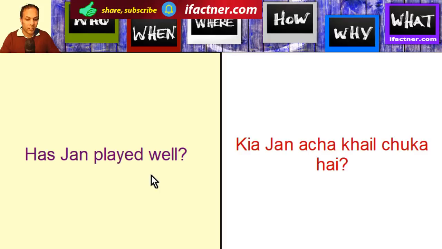Has John played well? क्या जॉन अच्छा खेला है और खेल चुका है? क्या with है means has, John is John, अच्छा is good, well. खेलना is to play, खेल चुका, played. Or you can say खेला, the past form of खेलना. क्या जॉन अच्छा खेल चुका है और क्या जॉन अच्छा खेला है?